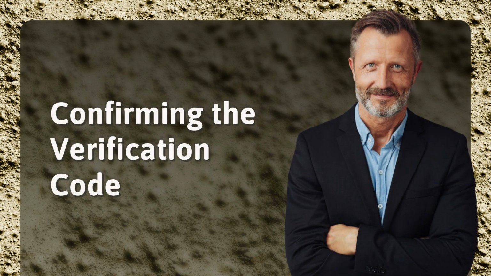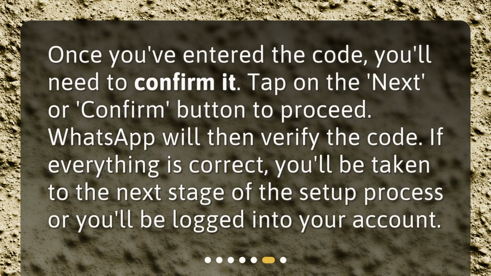Confirming the verification code. Once you've entered the code, you'll need to confirm it. Tap on the Next or Confirm button to proceed. WhatsApp will then verify the code. If everything is correct, you'll be taken to the next stage of the setup process, or you'll be logged into your account.